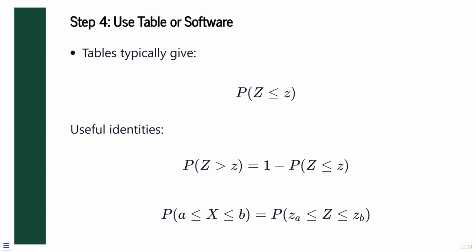Step 4 is to use a table or software. Most standard normal tables report the probability that the standard normal random variable z is less than some value, that is, the area to the left of a given z value. If we need a right tail probability, we use the complement rule. For probabilities between two values, we subtract the two cumulative areas. Modern statistical software and calculators can perform these steps instantly, but it is still important to understand the underlying logic.